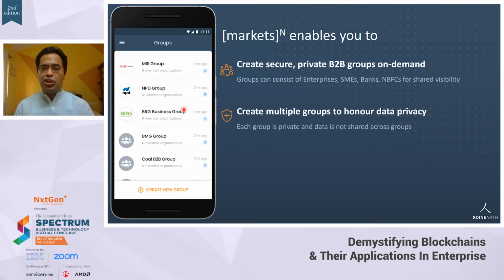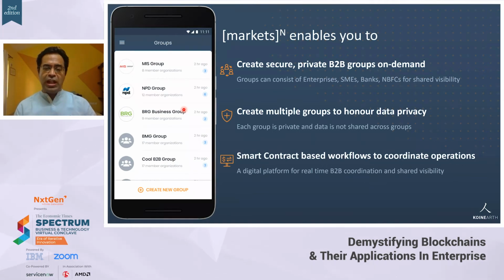Because not only can you share data among these members inside the group, you can actually have smart contract-based workflows to coordinate operations between these groups. These operations may look like B2B transactions, they may look like insurance contracts, they may look like procurement operations, any kind of things that you can think about where enterprises deal with each other and transact with each other. And what the platform really enables is real-time B2B coordination with shared visibility.